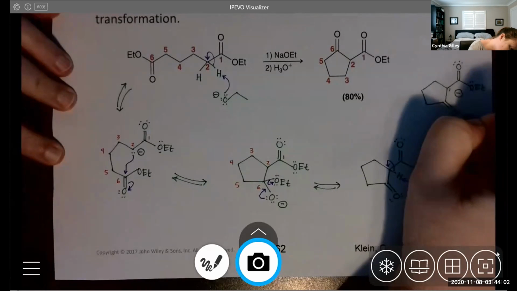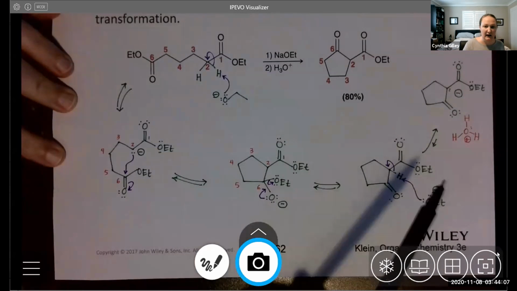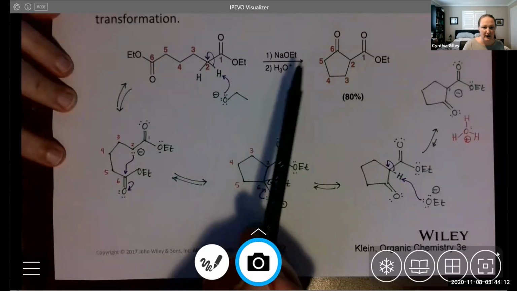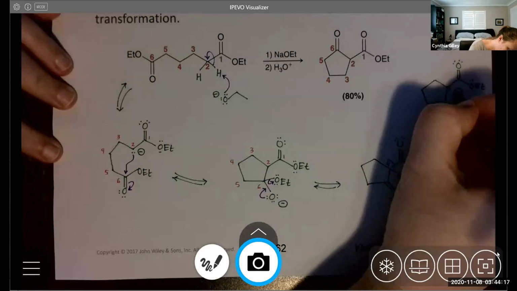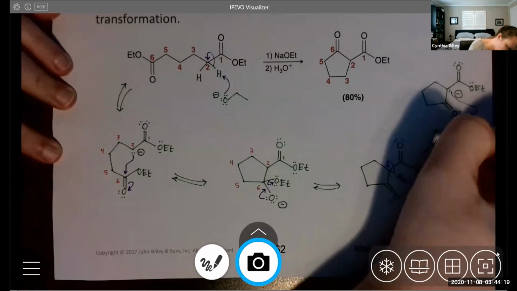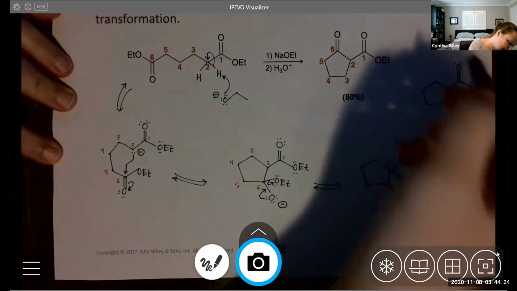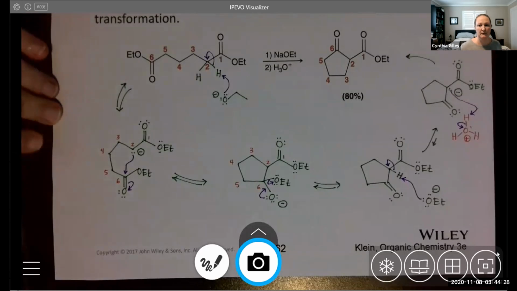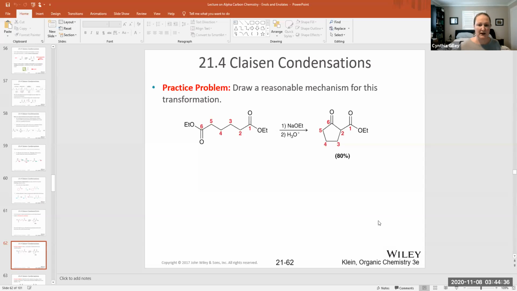So I can go ahead and draw in some hydronium ion. And I sometimes draw it in a different color just to illustrate to you the fact that it wasn't there from the beginning, right? This reaction is done under basic conditions, right, all the way until the final proton transfer. And that's the final proton transfer leading to the product. All right, let's go back to the slides.